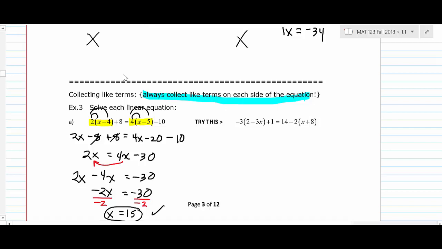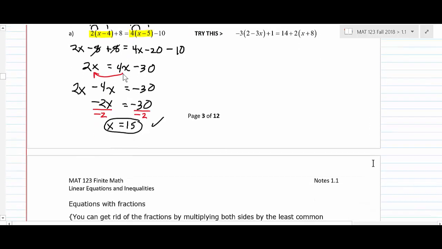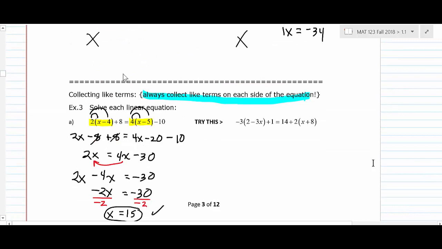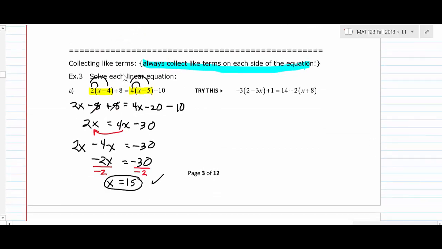Some of you have already done that. So I want to get through that one and then maybe have time to show you a little bit when your equations have fractions in them. So I want to do that a little bit. Okay?